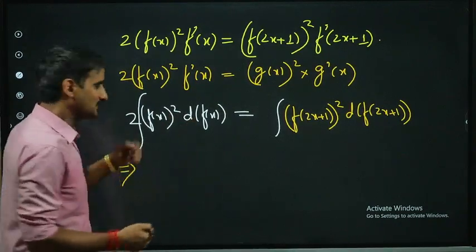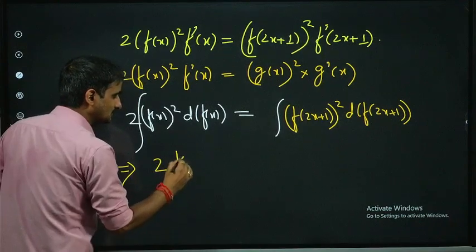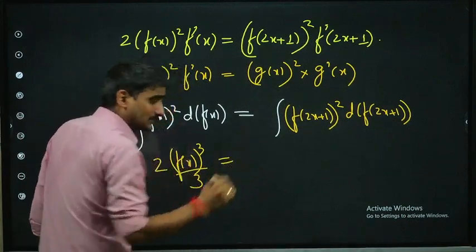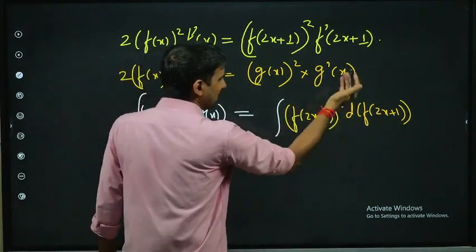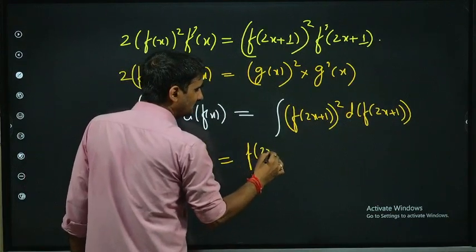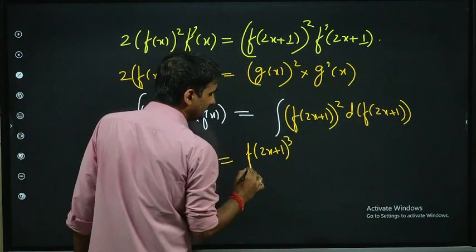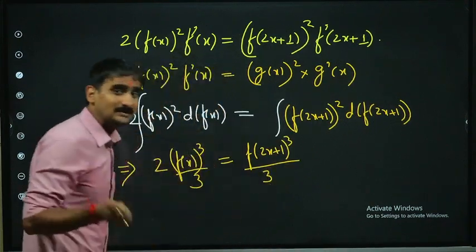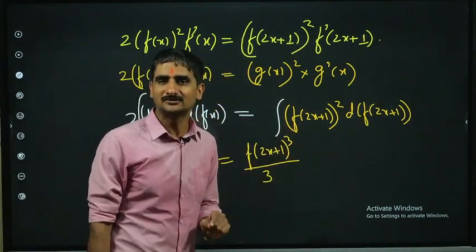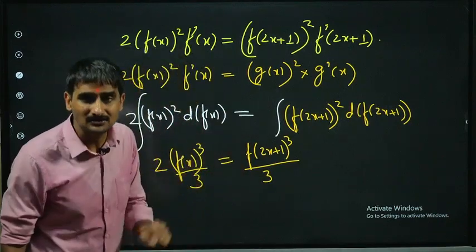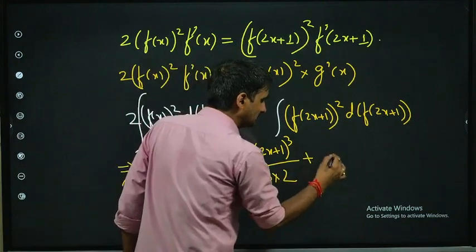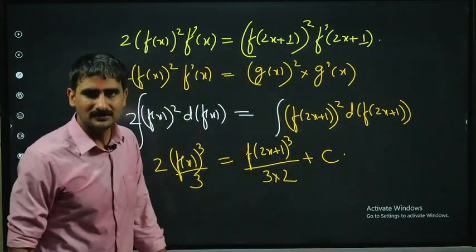Okay, so now just integrate. So dt, t square, so it's 2 times t cube by 3 is equal to, again, z square dz, isn't that so? So it will be z cube, so f of 2x plus 1 whole cube by 3, but since x is being multiplied by a constant, it will appear in the denominator, isn't that so? So you will have 1 by 2 here, and this will be plus c. Let's say this is plus c.